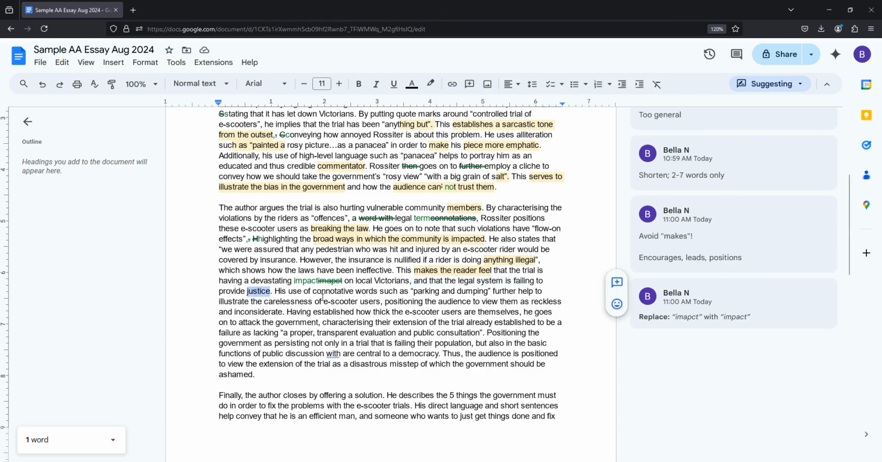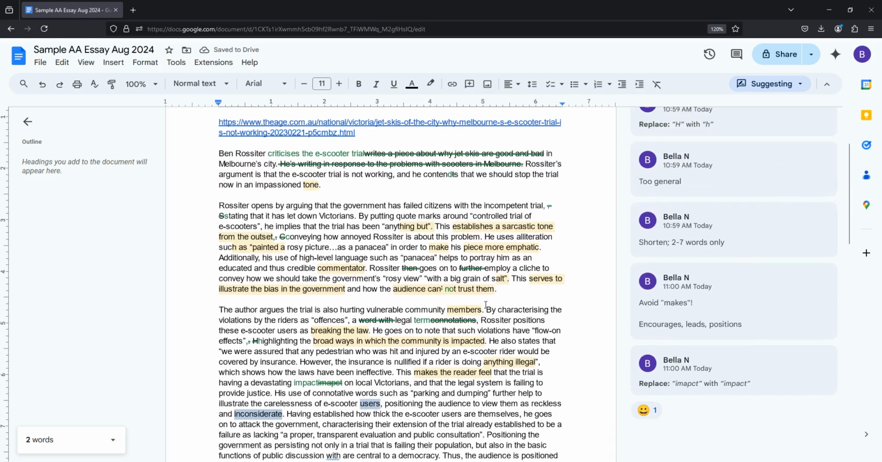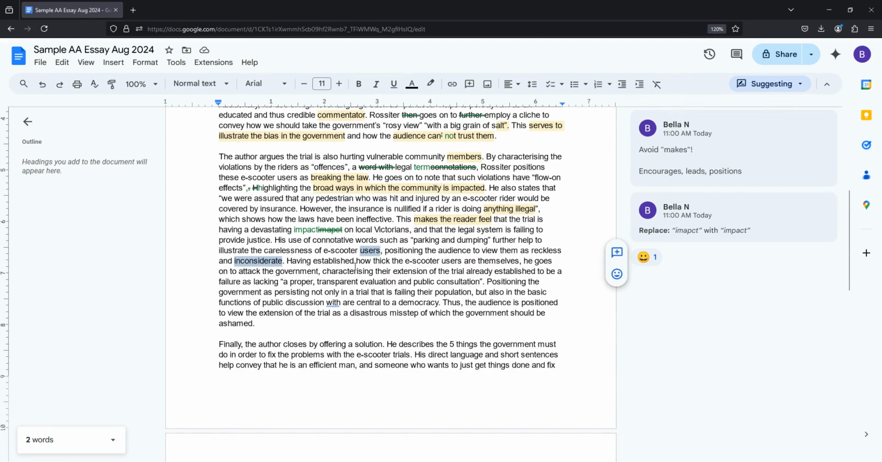"His use of connotative words such as 'parking' and 'dumping'", it's alright so far. Not sure that parking is connotative, but okay. "Further help illustrate the carelessness of the e-scooter users, positioning the audience to view them as reckless and inconsiderate." That's perfect, this is very high level analysis. So that's really good. This piece is a real mix. On the one hand, some of the grammar and expression and the wording in general, and so much missing from the introduction, suggests that it's perhaps not the strongest piece. But on the other hand, some of the analysis is really 10 out of 10.